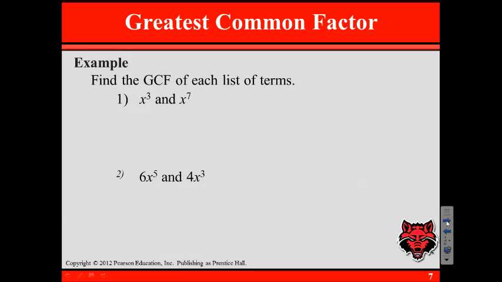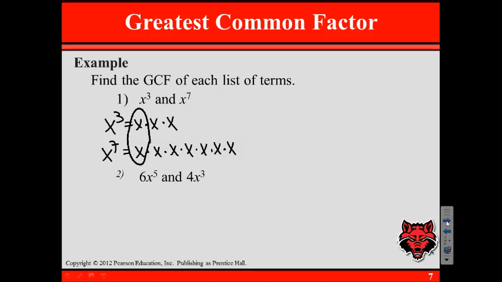Let's now find the GCF of variable terms. We start with x cubed times x to the 7th. Remember that the exponent represents repeated multiplication, so we can rewrite x cubed as x times x times x. We can do the same thing with x to the 7th, but in this case we will have 7 factors of x. Now we look at common factors: they have an x in common, another x in common, and a third x in common. So our GCF will be x times x times x, or just x cubed.